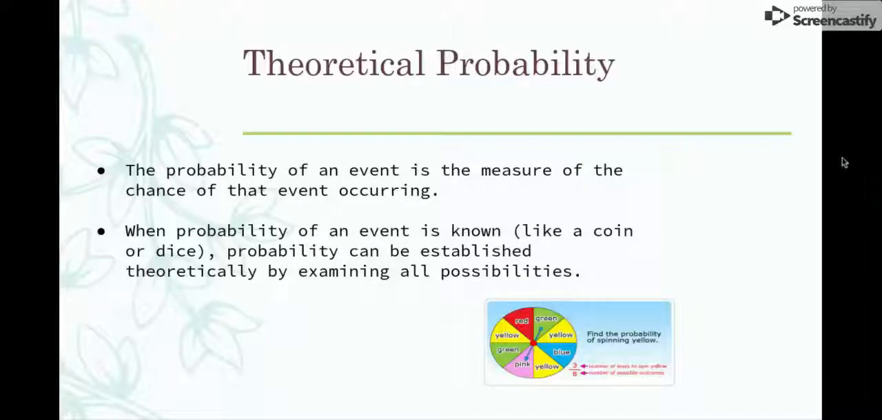The little picture down in the corner asks to find the probability of spinning yellow. There are 3 different sections that represent the color yellow. In total, there are 8 different sections that represent different colors. So your theoretical probability of spinning and landing on yellow is 3 out of 8.